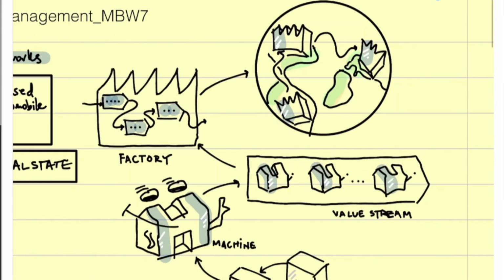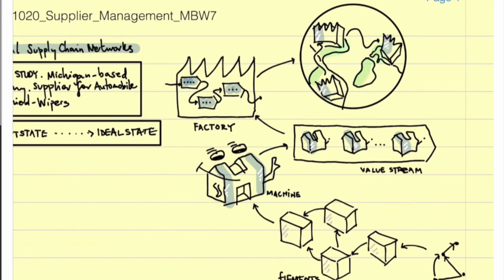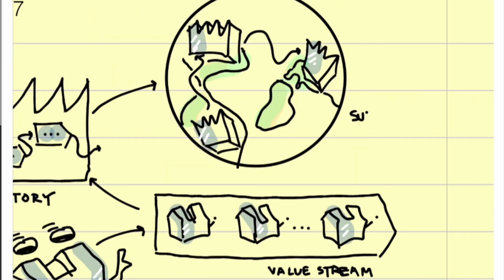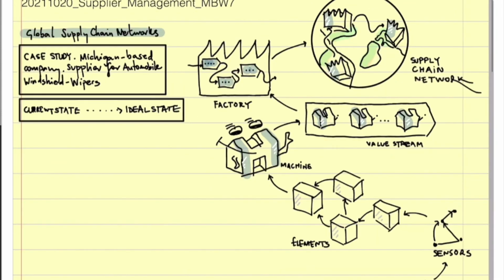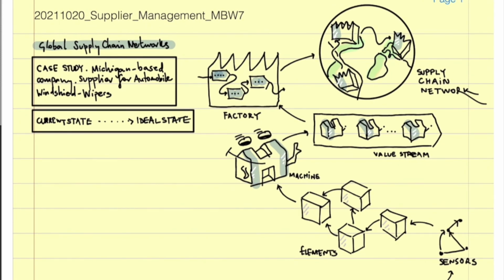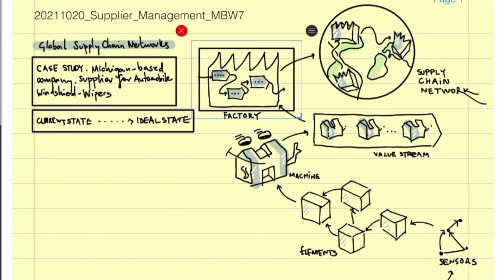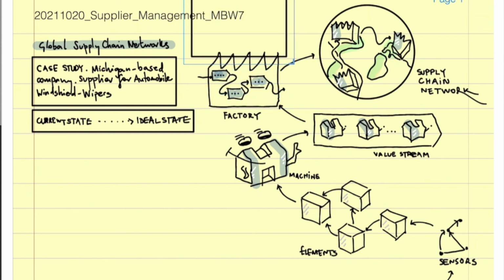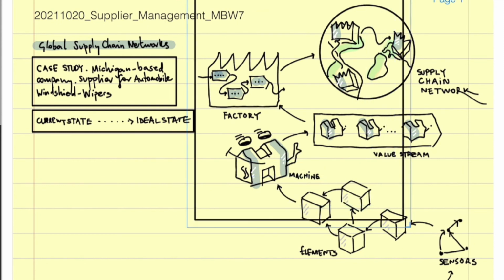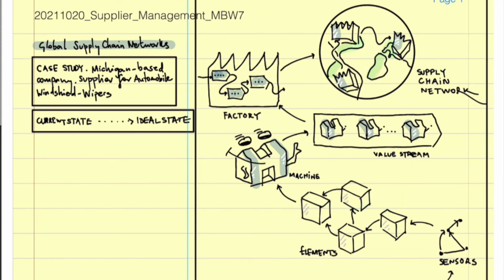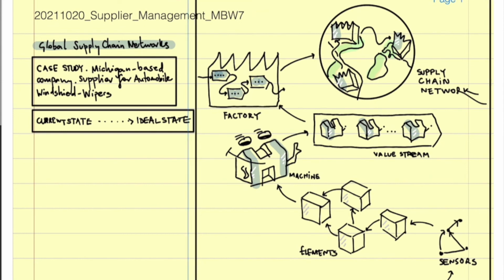Okay, so you see we go from the very little to the supply chain network. And we are constantly adding levels of complexity to this whole idea. Okay? Any questions to this?